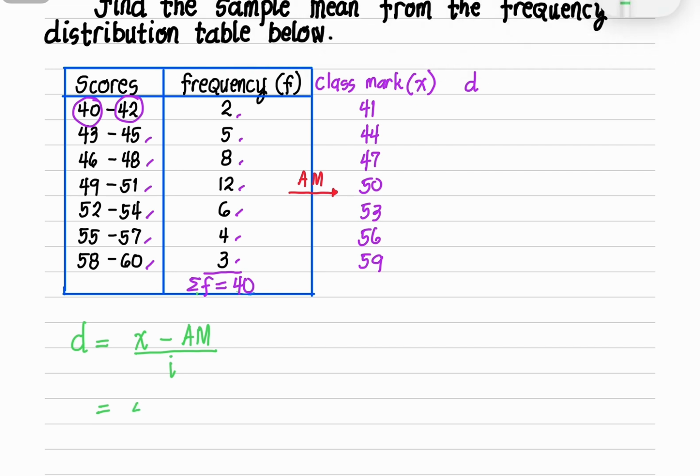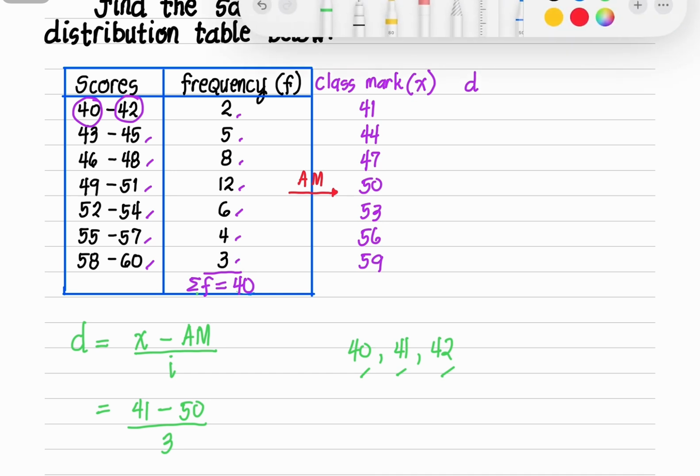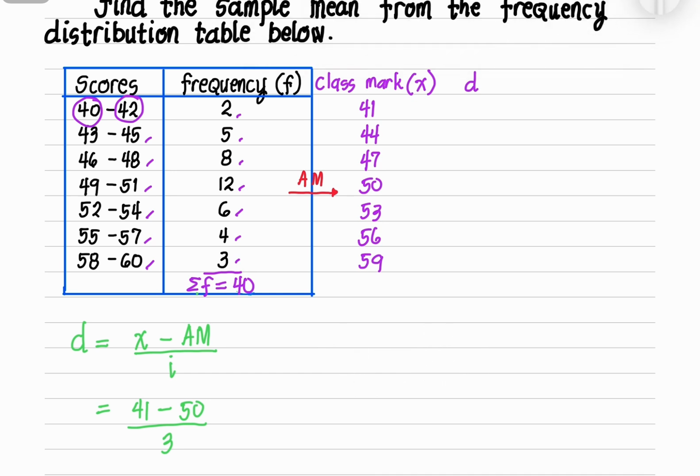So, our x is 41 minus the assumed mean we chose, which is 50, divided by i. So, sir, how do we know i? From the scores, we have 40, 41, 42. Between 40 to 42, we have 40, 41, 42. So, we have 1, 2, and 3. Therefore, our class interval is 3. That's how simple it is. Gets?